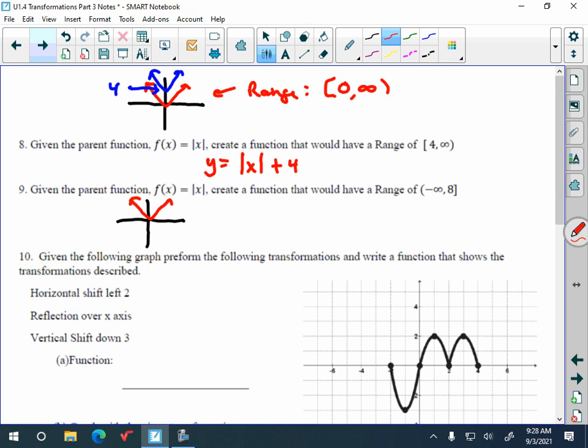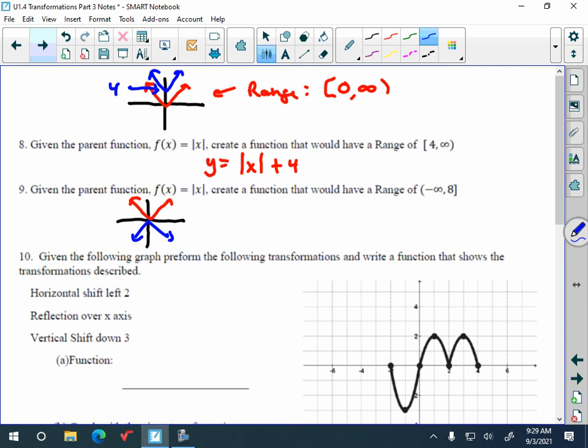Good. So we have to flip it over so negative infinity comes first. So we take this and flip it over so it's pointing down now. So negative infinity hits us first. And that's called an x-axis reflection. So we reflected it so it starts at negative infinity. Okay, so now I flipped it over. The range now is negative infinity to 0.